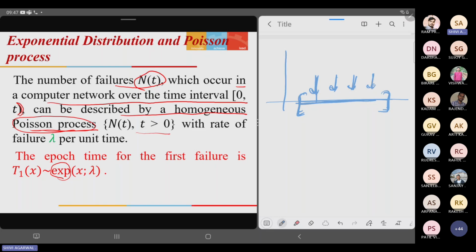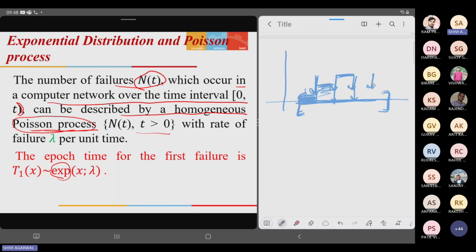Okay, now we are talking about this first one. This is a time lapse, this is the second event, and this is the time lapse, this is the third event, this is the time lapse. Because it's a continuous distribution, it follows the exponential distribution.